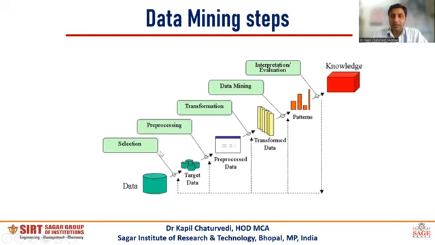Once you select the data from the data warehouse, you must pre-process the data. Pre-processing is not a simple process. That process is to clean the data, smooth the data, fill some missing values, and apply some more processes over the data, because we have to convert the data into the required format to apply the data mining process. After pre-processing, we will apply the transformation process.